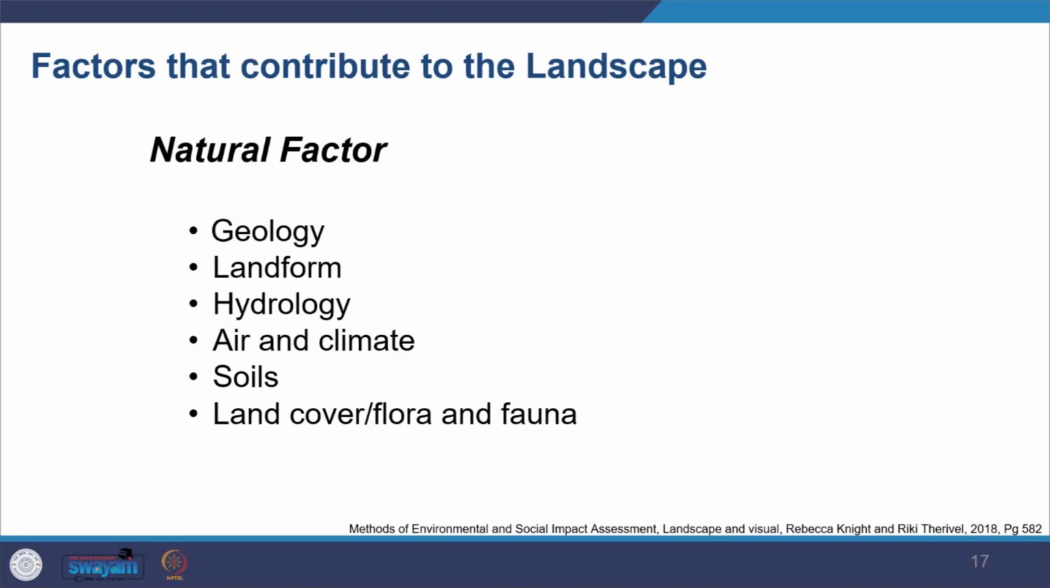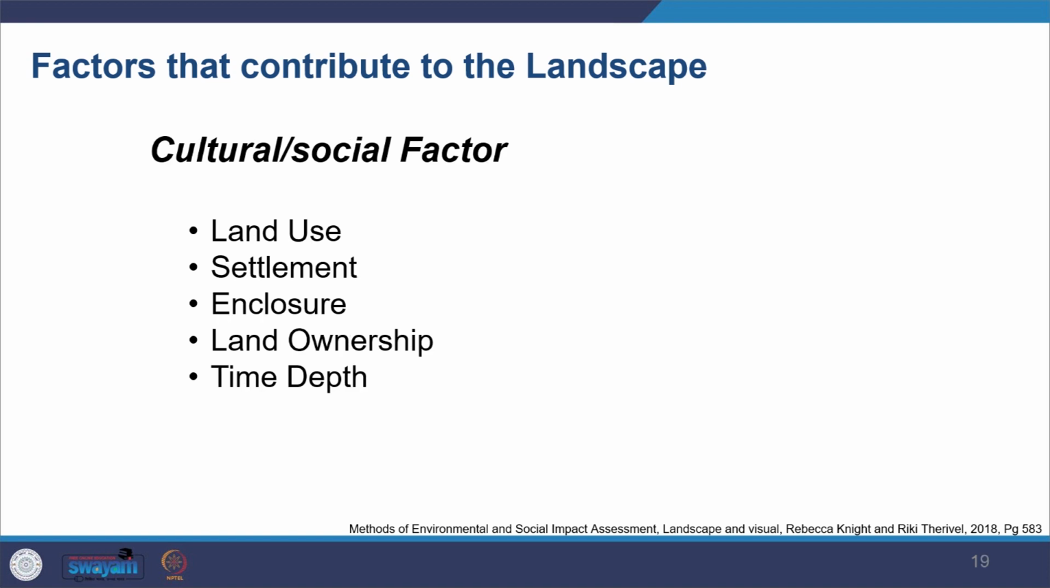So looking at the factors that contribute to the landscape, there are natural factors such as geology, landform, hydrology, and so on. Then you also see the cultural and social factors: what kind of land use is there, what kind of settlement pattern is there, is the place enclosed or open, how is the ownership, and how much time has gone into the evolving of that landscape.